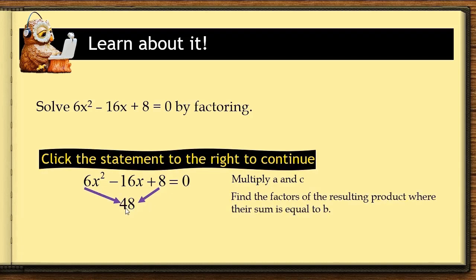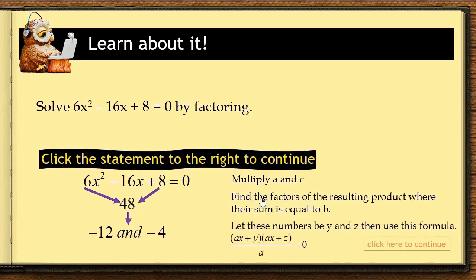Then find the factors of the resulting product where the sum is equal to b. So what factors of 48 when added is equal to negative 16? So the answer is negative 12 and negative 4. If we add negative 12 and negative 4, the answer is negative 16. So this time our y is negative 12 and the value of z will be negative 4.